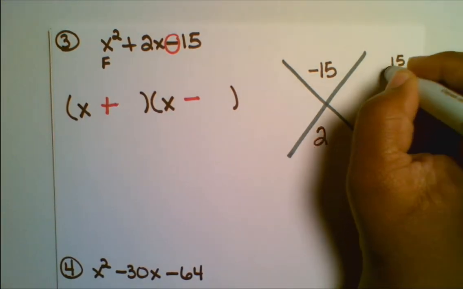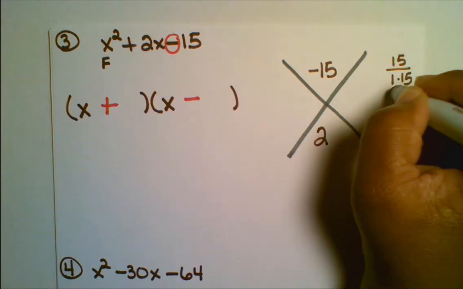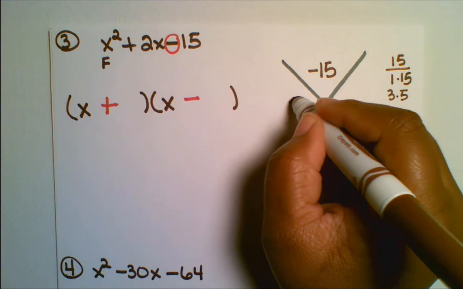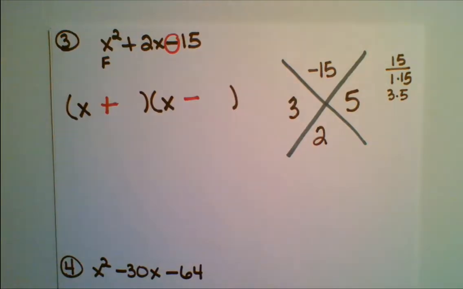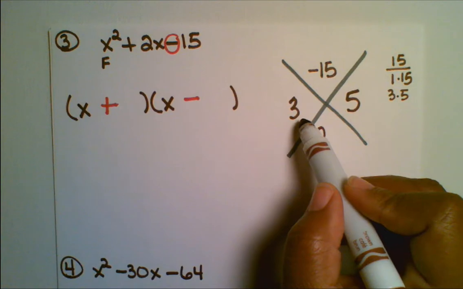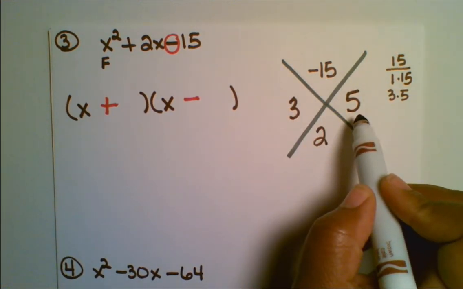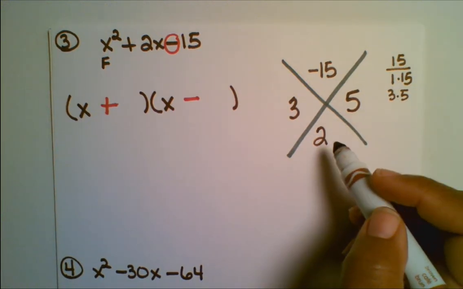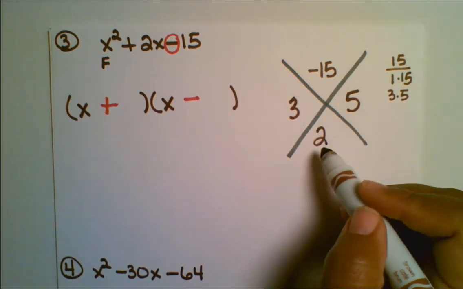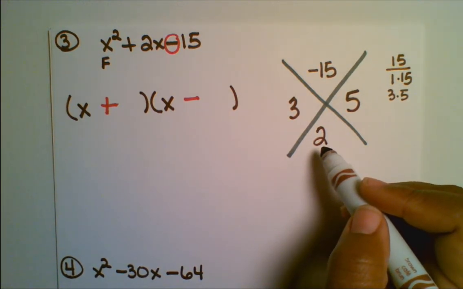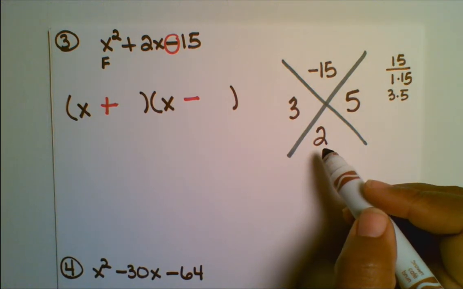So 1 and 15, 3 and 5. Well, 3 and 5. So this is where you need to know your sign rule, your adding of integer rules, because when we multiply 3 and 5, we want negative 15. So one of these factors must be negative. But when we add 3 and 5, we want positive 2. So you have to pay close attention to what has to be negative and what has to be positive.